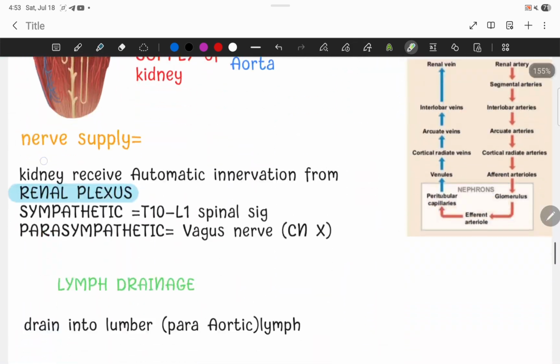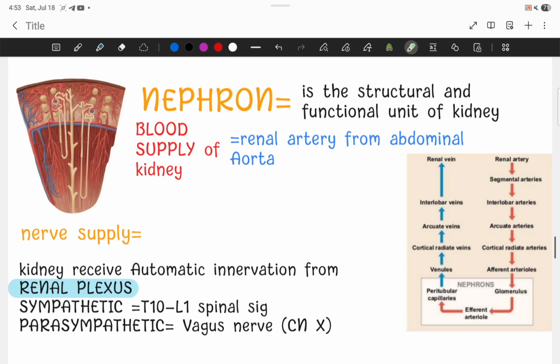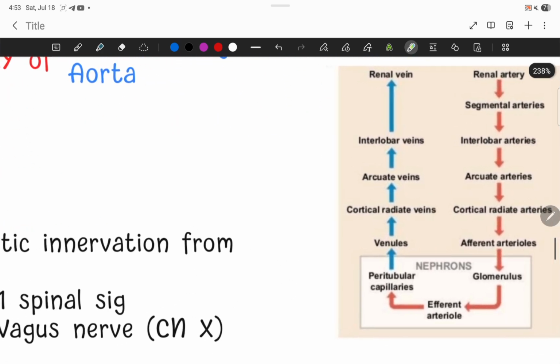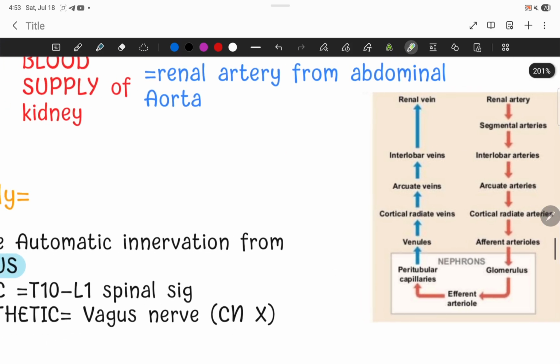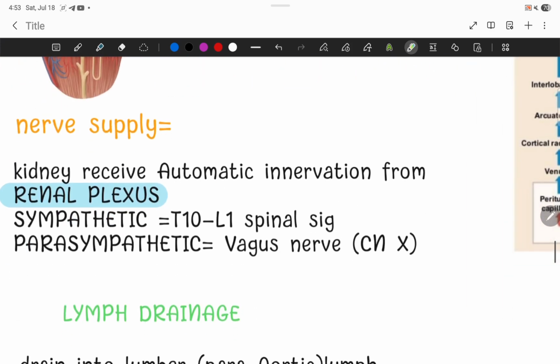Remember that. So we talk about the blood supply of the kidney. The blood supply of the kidney is the renal artery from the abdominal aorta, and the vein is the renal vein. You need to memorize this chart for the exam because of its importance. So renal artery, screenshot it. Renal arteries, segmental arteries, interlobar artery, arcuate artery, cortical radiate artery, afferent arteriole, glomerulus, efferent arteriole, peritubular capillary, venous, cortical radiate veins, arcuate veins, interlobar veins, and renal veins.